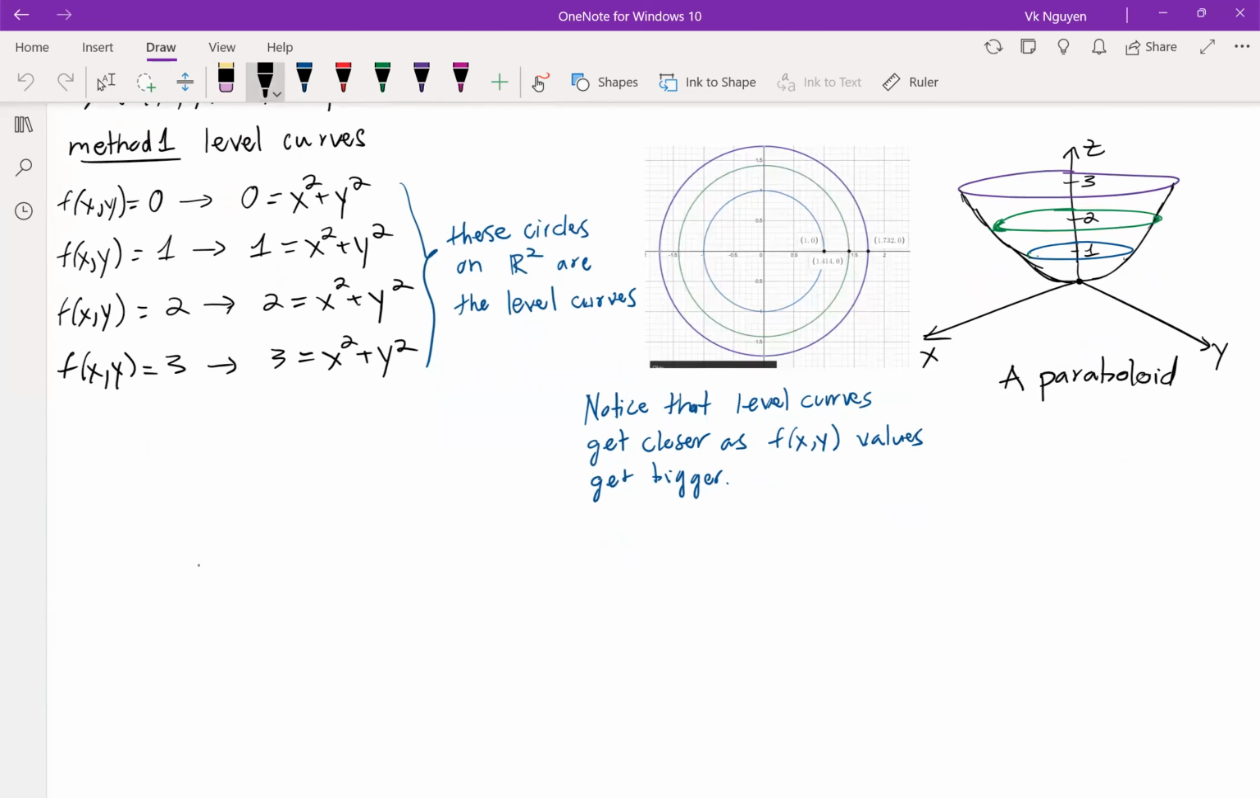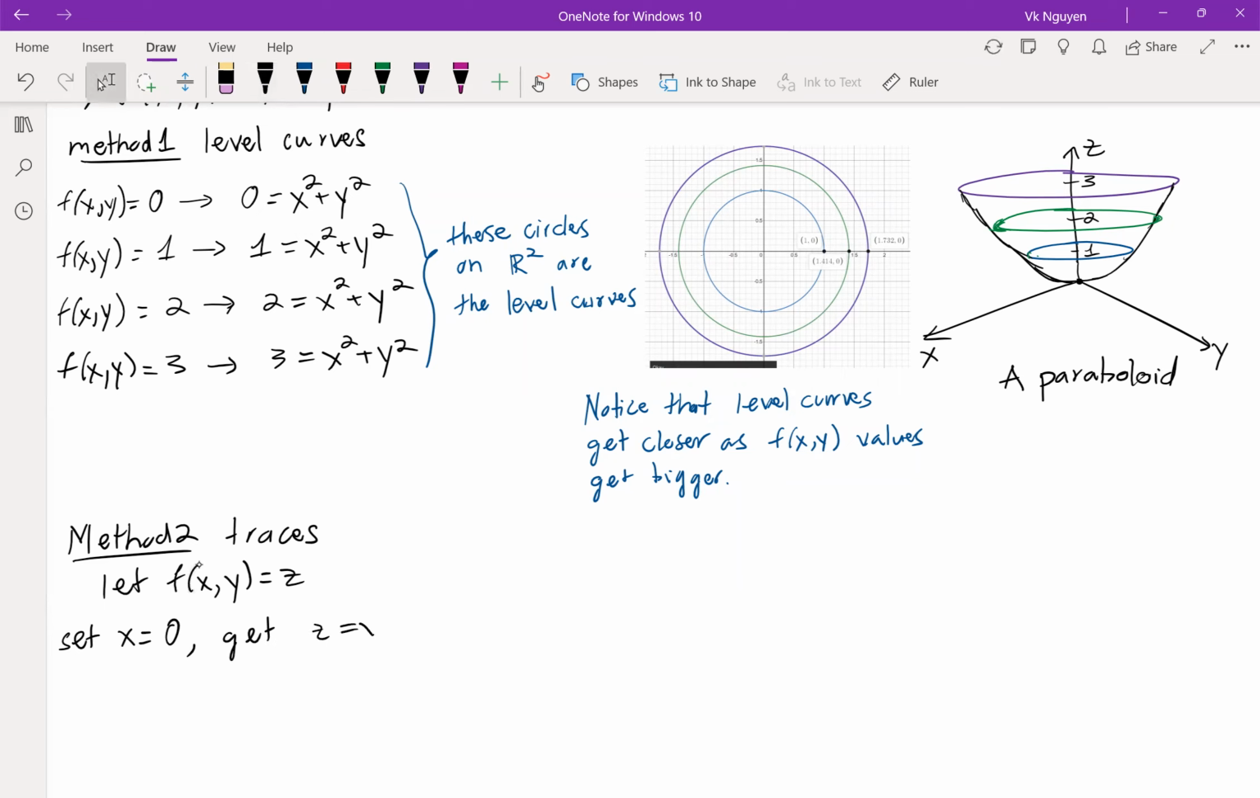Here comes method 2. We're going to be using traces. What do you mean by using traces? Well, we let x equal 0 and see what is going on. I'm going to let f(x,y) equal z, because we have the x, y, z coordinates. Set x equal to 0, get z equals y squared. Oh, this is a parabola.